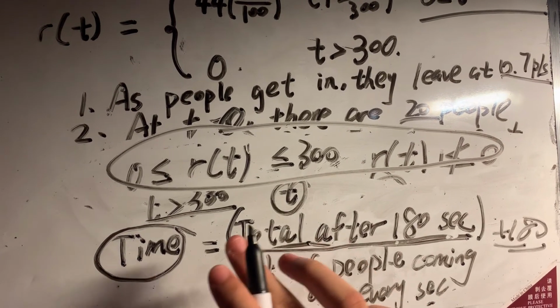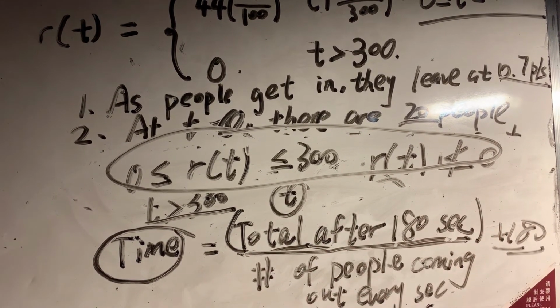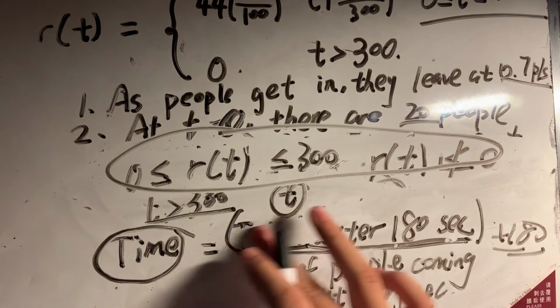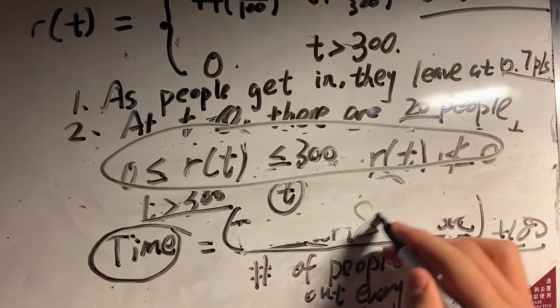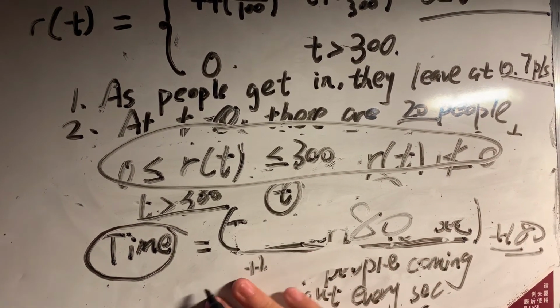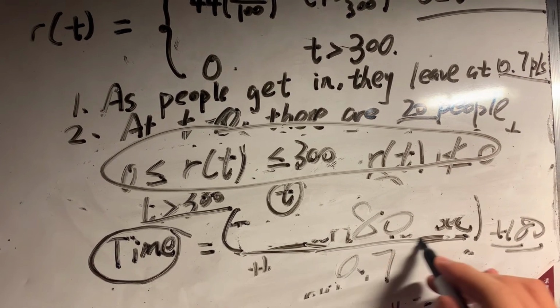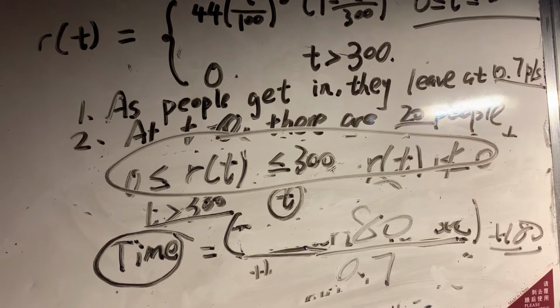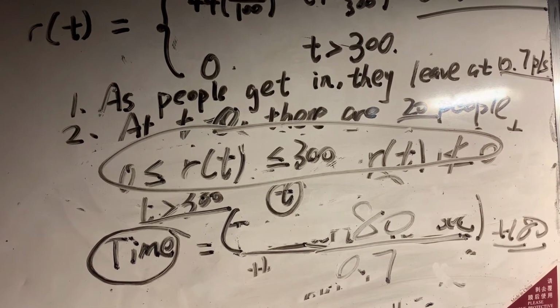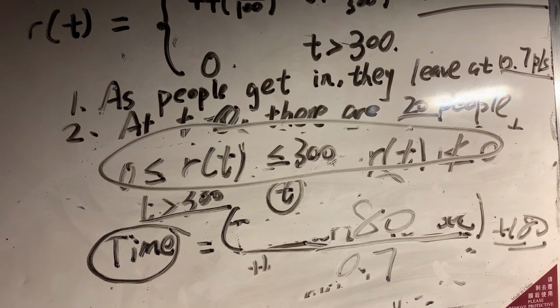So let's start. Total after 180 seconds, based on problem 2. We know that this is 80, and then this is 0.7. So the final result is 80 divided by 0.7 plus 180, which has a final answer of 414.286.